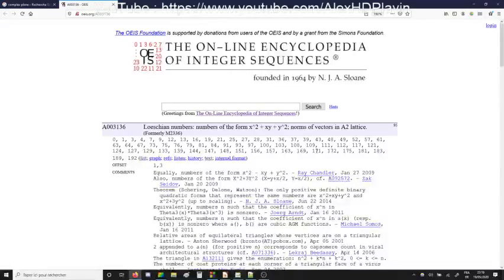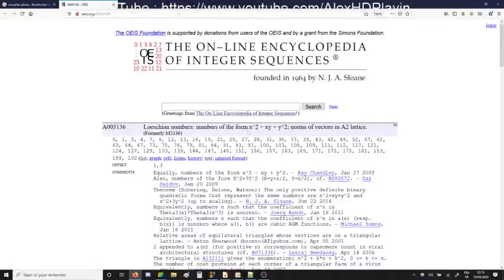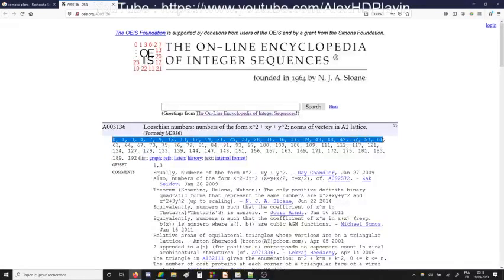So you can check the OEIS to find out this sequence and how they're defined. So basically, Loeschian numbers are natural numbers of the form x squared plus xy plus y squared, with x and y being integers. So it gives you that weird thing.